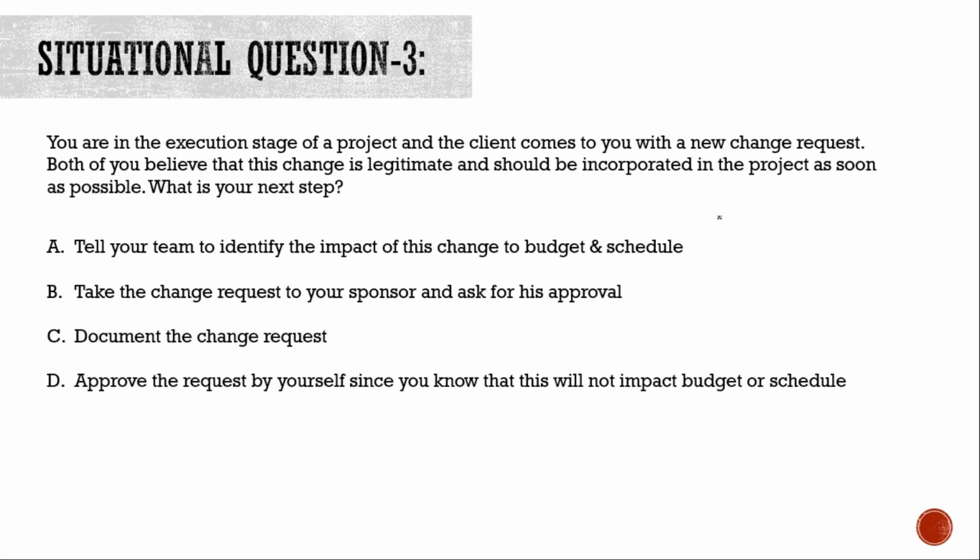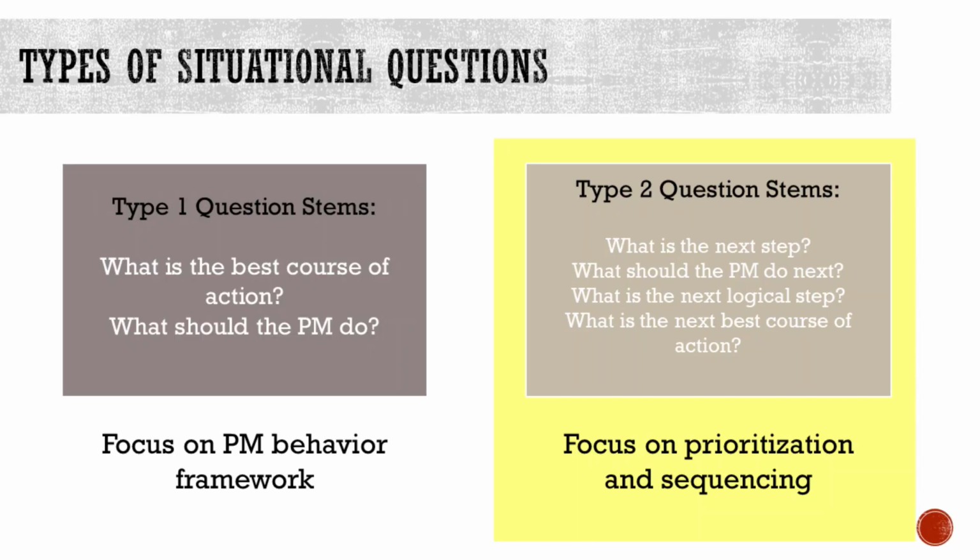Now with step 1 in mind, we will move on to step 2 and understand which type of question it is by reading the stem. If you read the stem right here, it is asking what is the next step. So it is hinting at a sequence. So that way it is a type 2 question.